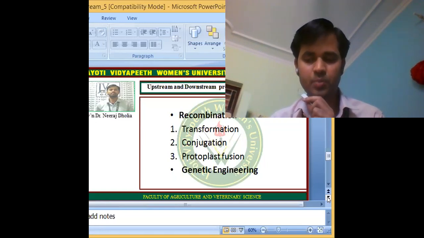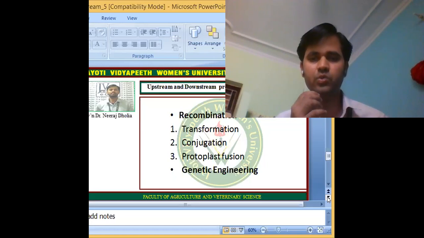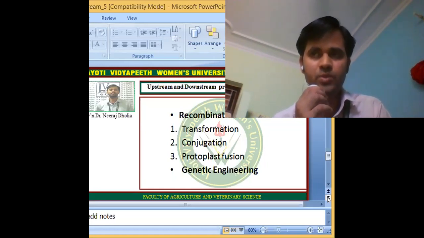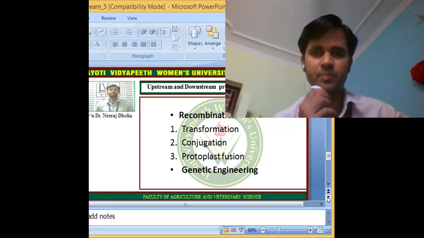And conjugation is the process in which part of a specific gene is transferred into another bacterium of the same species using the conjugation pili. So next is protoplast fusion. In protoplast fusion, first of all, we remove the cell walls of the microorganisms, and then the protoplasts are fused under controlled conditions using specific chemicals like PEG, polyethylene glycol.